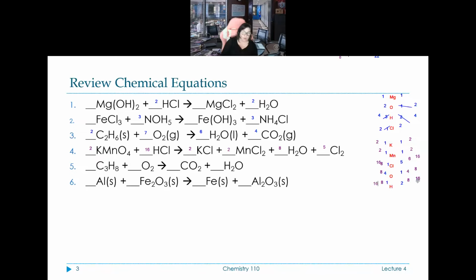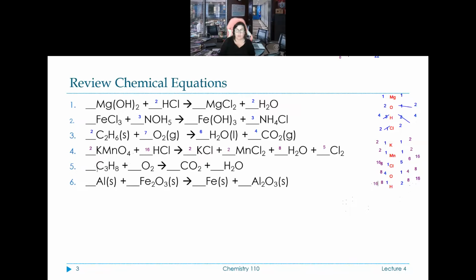2 KMnO4, 16 HCl, 2 KCl, 2 MnCl2, 8 H2O, and 5 Cl2. Long, ugly process, but it worked. Okay? So that's how we deal with that. And it is way more complicated to do it when you have one species on the reactant side and multiple species that have that one element on the product side.